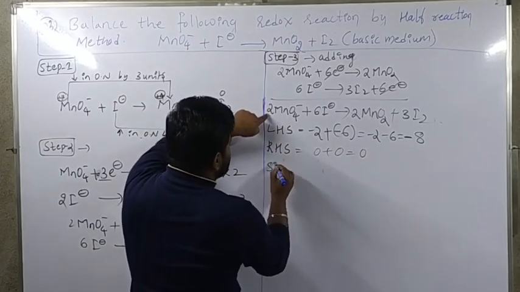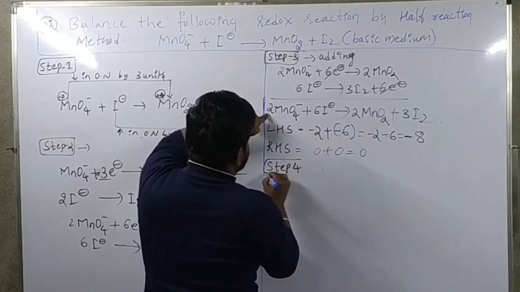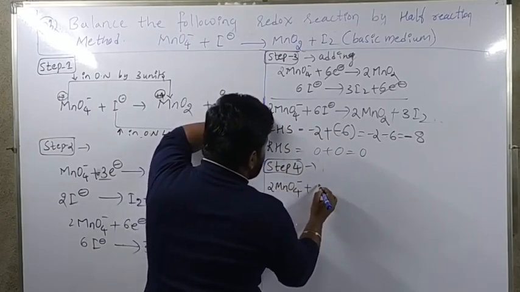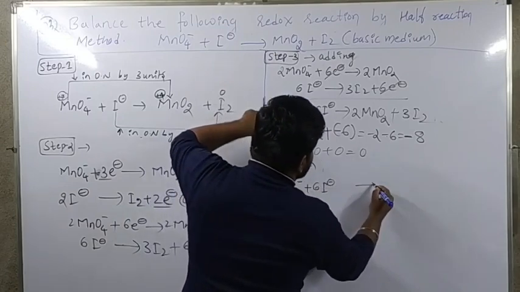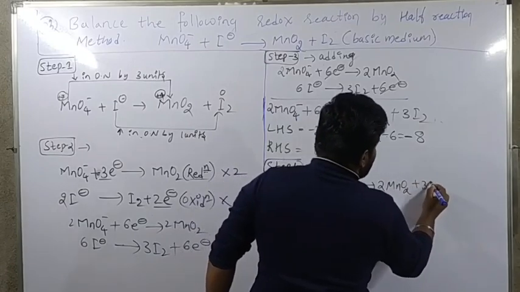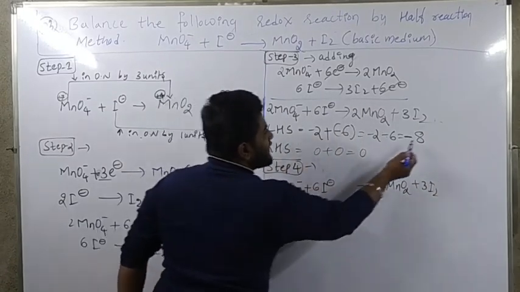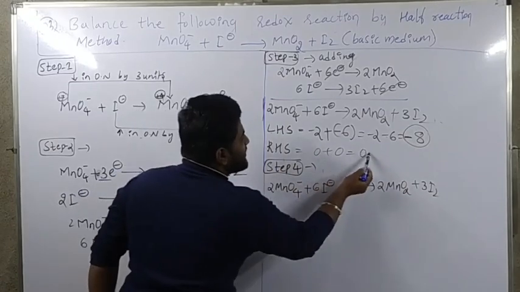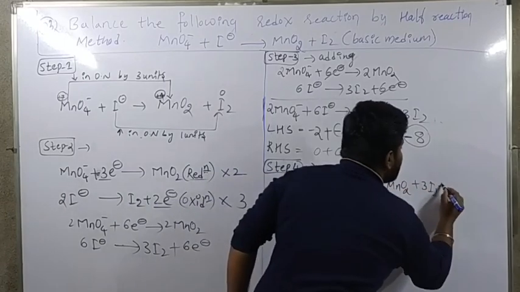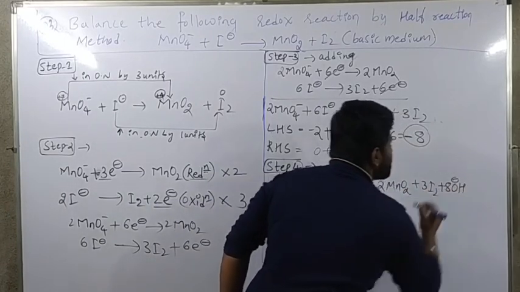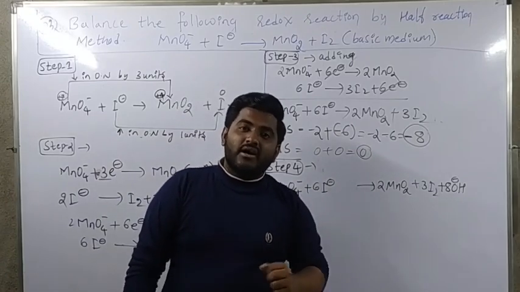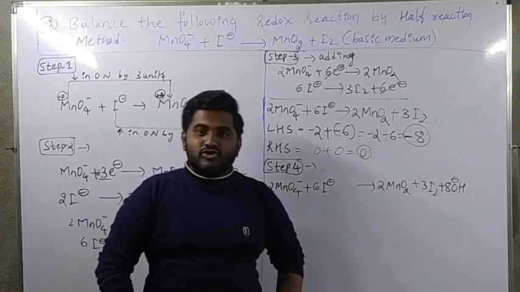See, write the equation again. This is the last step, step number 4. 2MnO4⁻ plus 6I⁻ gives rise to 2MnO2 plus 3I2. In LHS -8 charge is there, in RHS 0 charge is there. To make it -8, in RHS we are adding 8 OH⁻. Then charge is balanced. But what we want? The number of oxygen and number of hydrogen should be balanced.